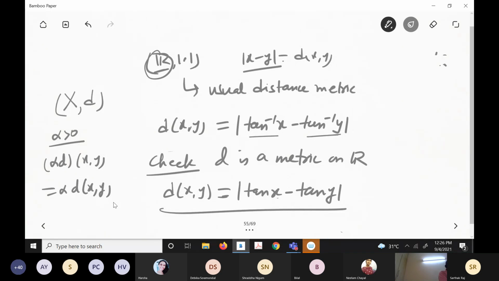Understood? If everything becomes 0, then it will not be a metric, because then any two distinct points may have distance 0. So with alpha greater than 0, alpha D is also giving a metric. So on a non-empty set X, you can have infinitely many metrics actually, because if you keep changing alpha, you get another metric. Okay, so you should know that. That means when you're talking about a metric space, you need to talk about this pair (X, D).